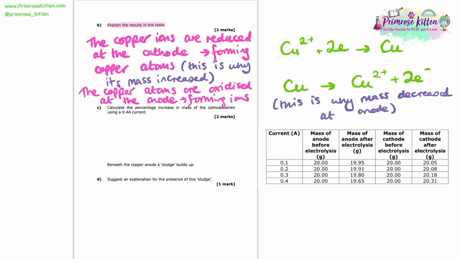Now we're asked to calculate the percentage increase in mass of the cathode when we use a 0.4 amp current. So let's remind ourselves of these results from the previous question.